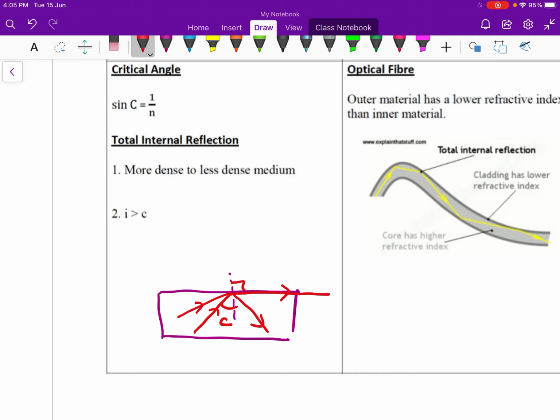So in order for total internal reflection to take place, there are two criteria. First, the light must travel from a more dense to a less dense medium. So it must travel from glass to air. Next, the angle of incidence must be greater than the critical angle. The angle of incidence they are referring to is this angle.